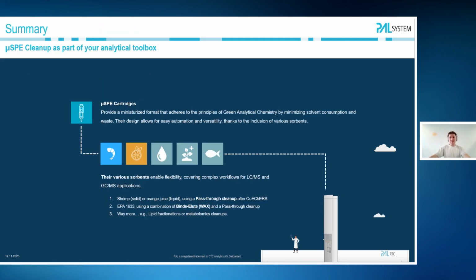So to summarize now, automated µSPE is a very powerful and flexible tool for your analytical toolbox. These µSPE cartridges adhere to green analytical chemistry principles by minimizing solvent consumption and waste. Their design allows for easy automation and incredible versatility. Whether you're doing a pass-through cleanup for pesticides, as we saw in the beginning, or a bind and dilute workflow for EPA 1633, or even, and I haven't shown that, complex lipid fractionations and metabolomics cleanups.